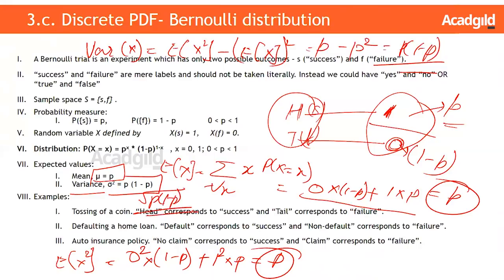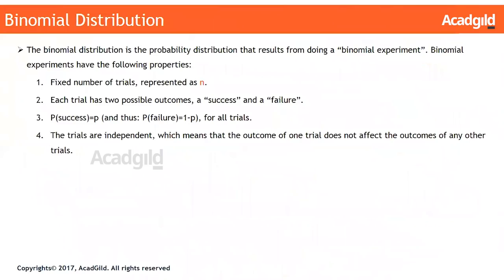So the parameter for the Bernoulli distribution is just P. If I know P, I know everything about the distribution. The parameter for the uniform distribution was K. If I know K, then I know everything about that distribution. The next distribution is the binomial distribution. Binomial distribution is nothing but Bernoulli repeated again and again and again.